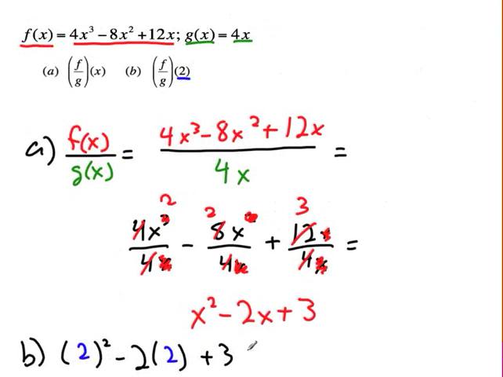which gives me 2 squared, which is 4, minus 4, plus 3, which ends up being 3. So f over g of 2 is 3.